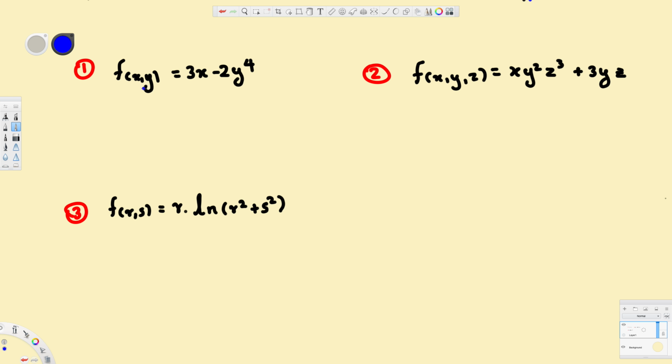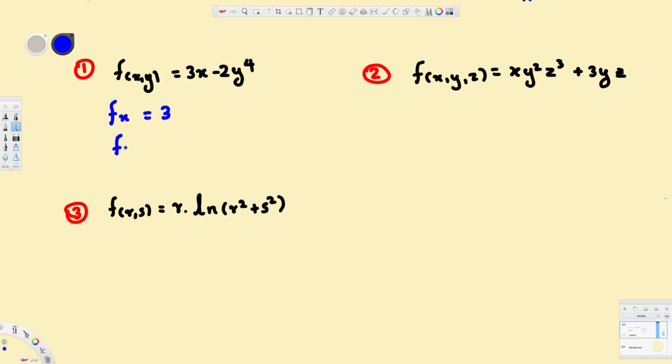Here we have f of x, y is equal to 3x minus 2y to the power 4, and if I take the partial derivative with respect to x, we treat y as a constant. If you take the derivative of this one, this is going to be 3, and if you treat this one as a constant, the derivative of any constant is going to be 0. So we just get 3 when we take a partial derivative with respect to x.